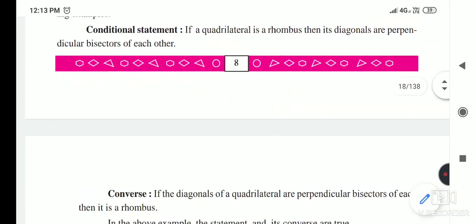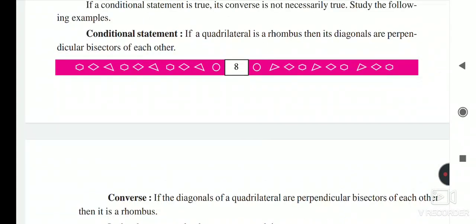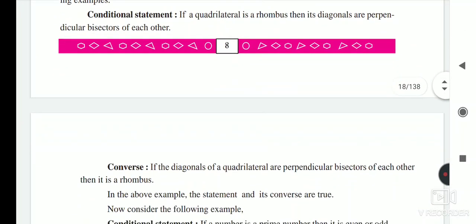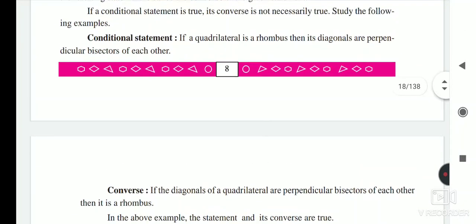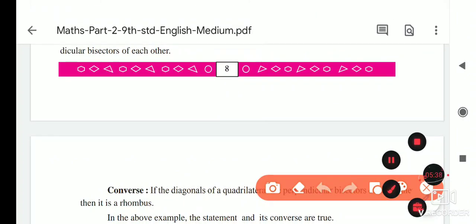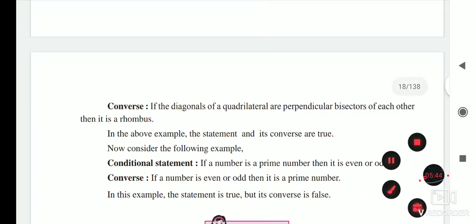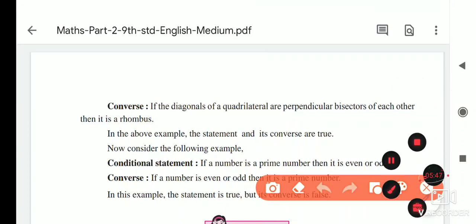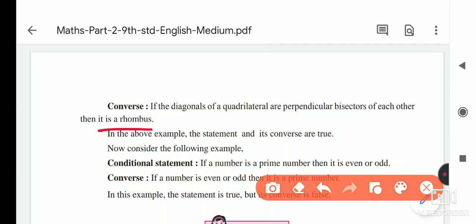But what is its converse? If you see the converse here, downside, you will notice: if the diagonals of a quadrilateral are perpendicular bisectors, then it is a rhombus. So in the above example, the statement and its converse are both true.